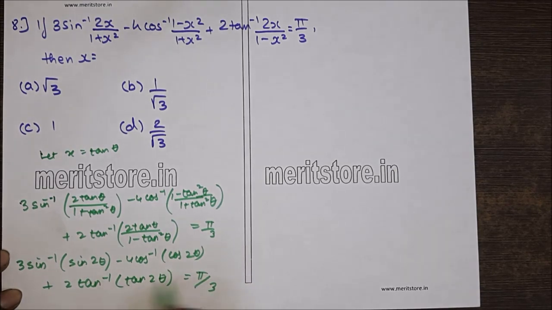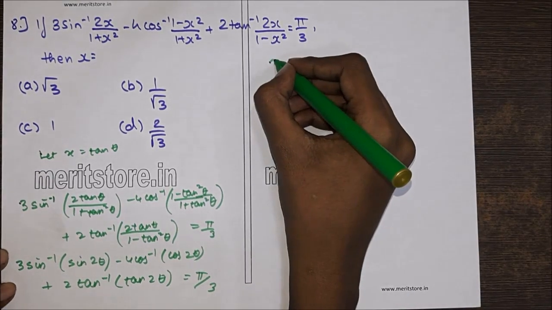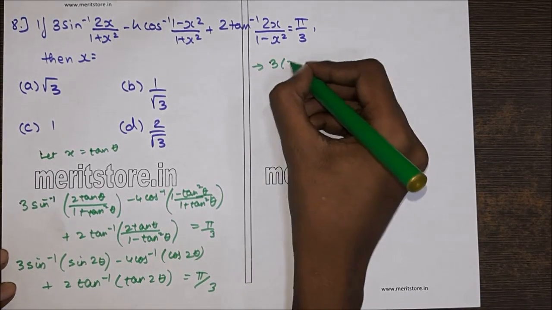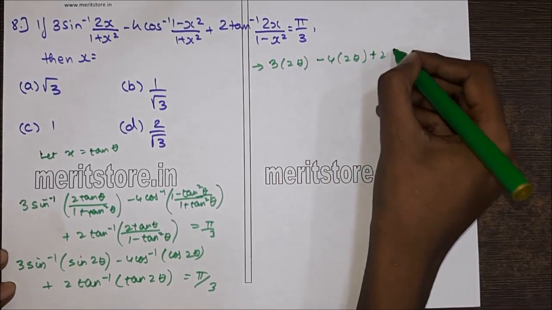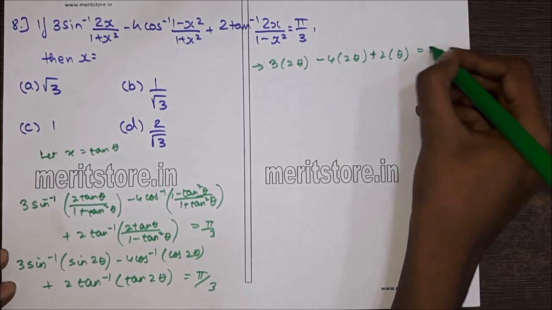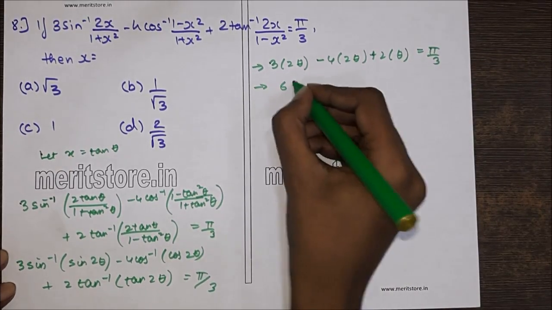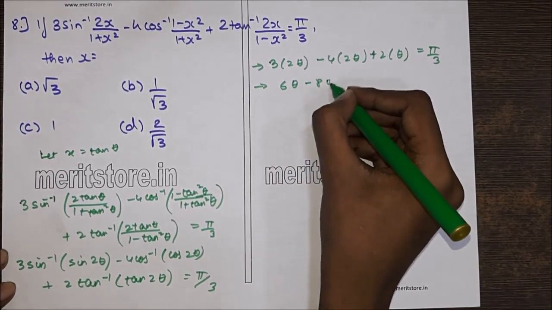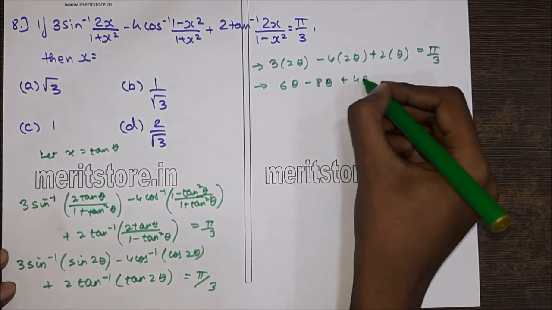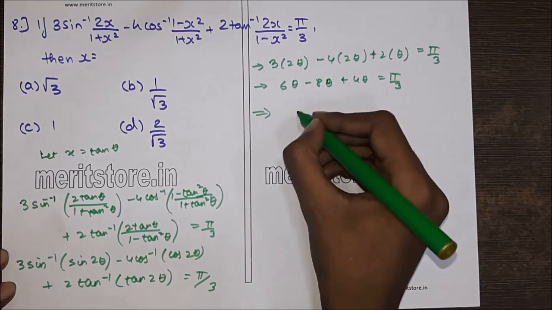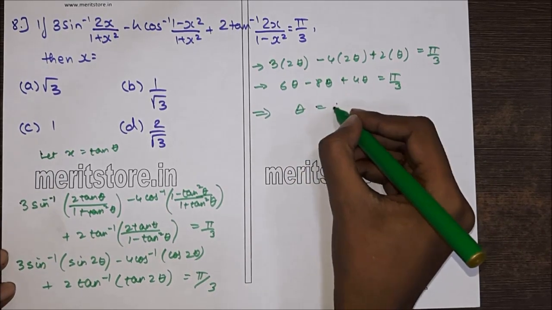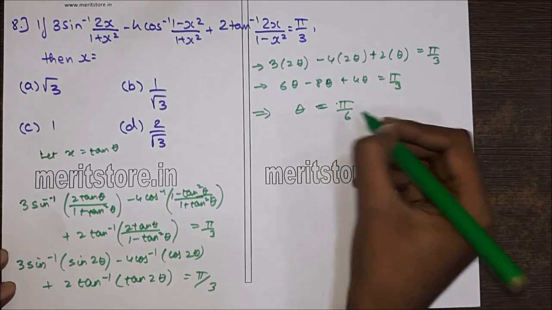The inverses cancel each other. So we are left with 3 into 2 theta minus 4 into 2 theta plus 2 into 2 theta is equal to pi by 3. That is 6 theta minus 8 theta plus 4 theta is equal to pi by 3. So therefore we get theta is equal to pi by 6.